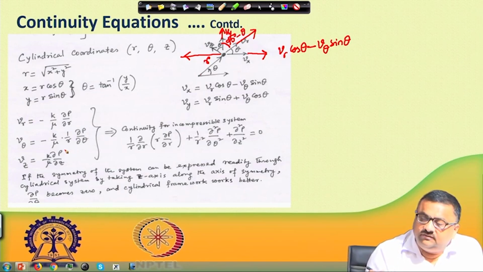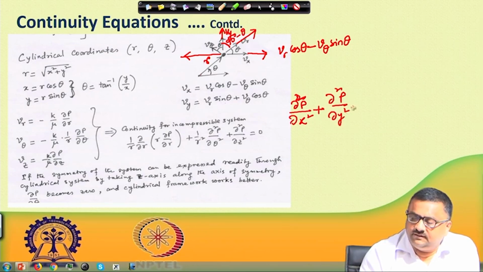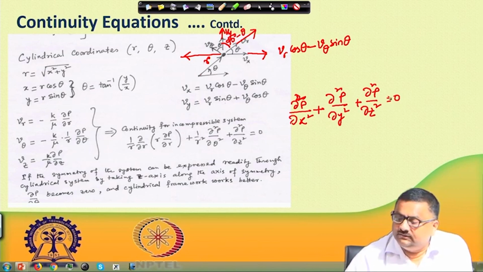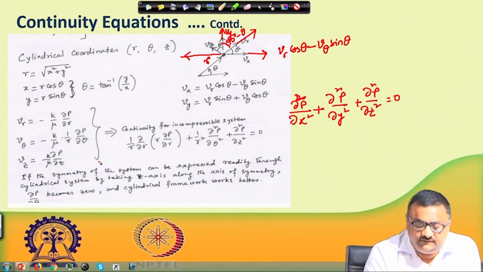What was the continuity equation for an incompressible system in Cartesian coordinates? It was del square p del x square plus del square p del y square plus del square p del z square, that is equal to 0. On the other hand, we have the continuity in the r theta system. So, where are the differences you see here?